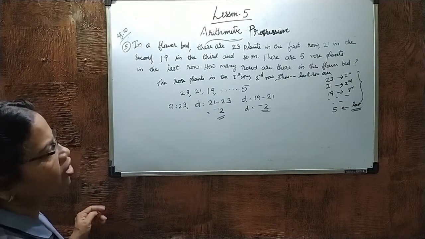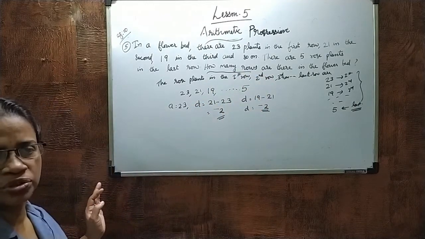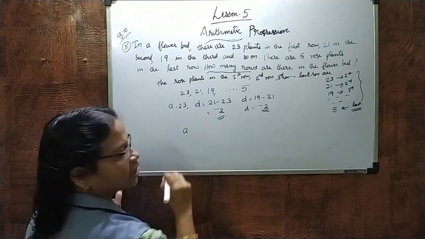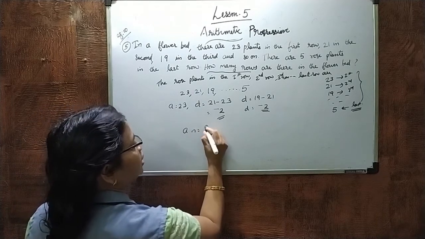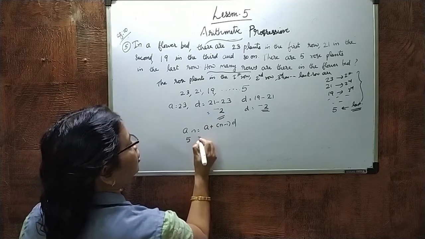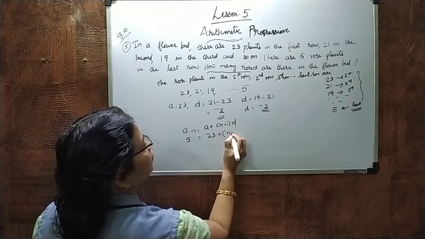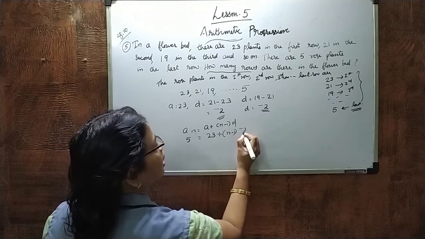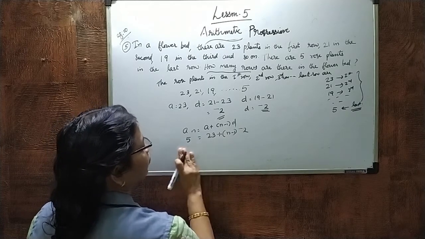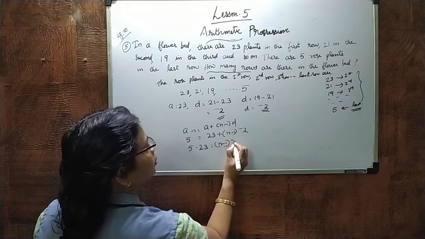What is the next step then? You have to find out the total number of rows. So what you have to find out then? N you have to find out. All the other things are given. AN equals A plus N minus 1 into D. AN is 5 equals A is 23 plus N minus 1, N is not given, into D is negative 2. So 5 minus 23 we will take equals N minus 1 into negative 2.